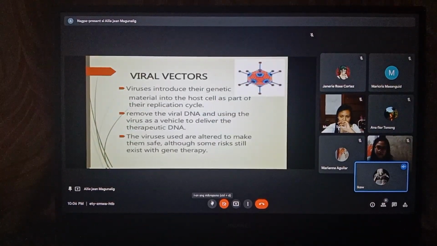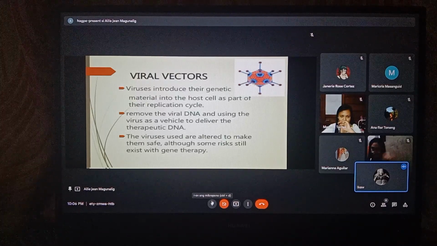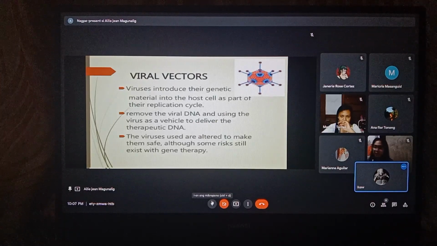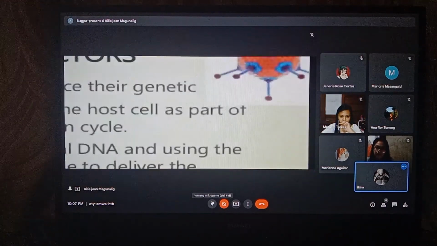So let's proceed to the two classes of vectors, which is viral. Viral vectors: a virus introduces its genetic material into the host cell as part of its replication cycle. Remove the viral DNA and use the virus as a vehicle to deliver the therapeutic DNA. The viruses used are altered to make them safe, although some risk still exists with gene therapy. So the example of viral vectors are like this.